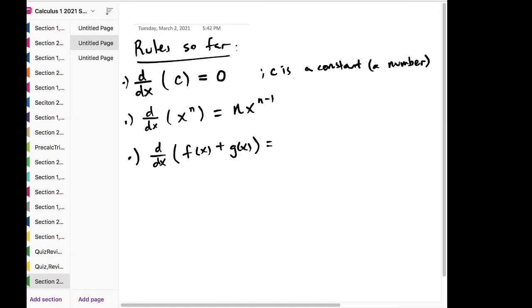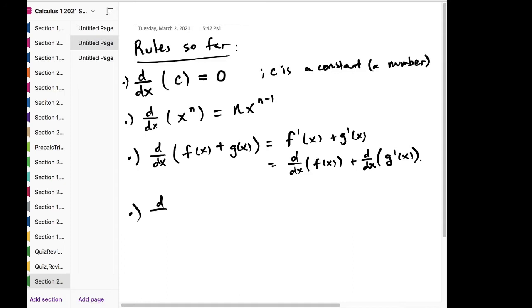Right, you just take the derivative of each. So it's either notation, you can write this, or this. And I'll use this notation interchangeably, because in certain circumstances, the d dx is more preferable.